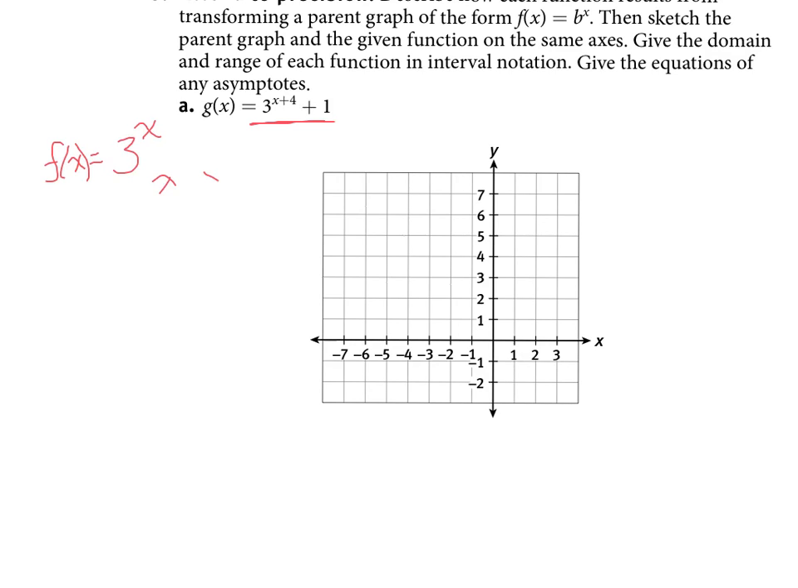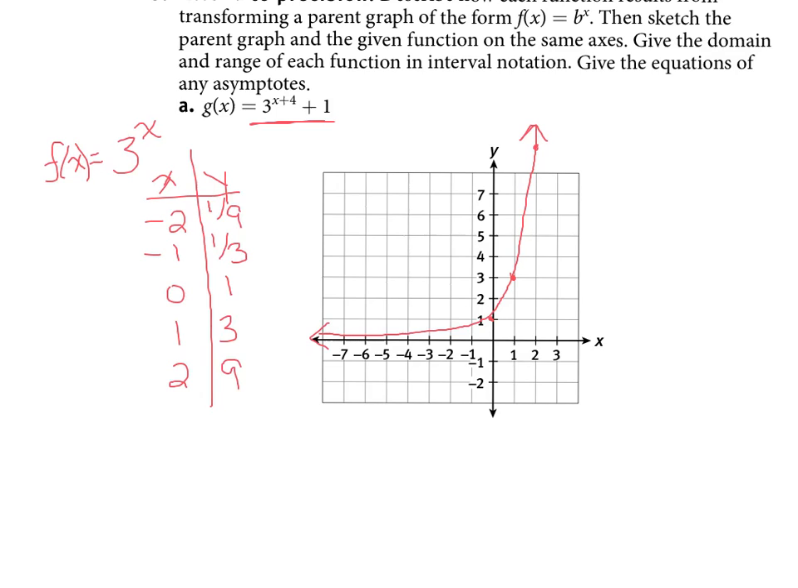Make a table. When x is 0, we're at 1. When x is 1, we're at 3. When x is 2, we're at 9. Going backwards, I would get 1/3 and 1/9. Here's the parent graph.